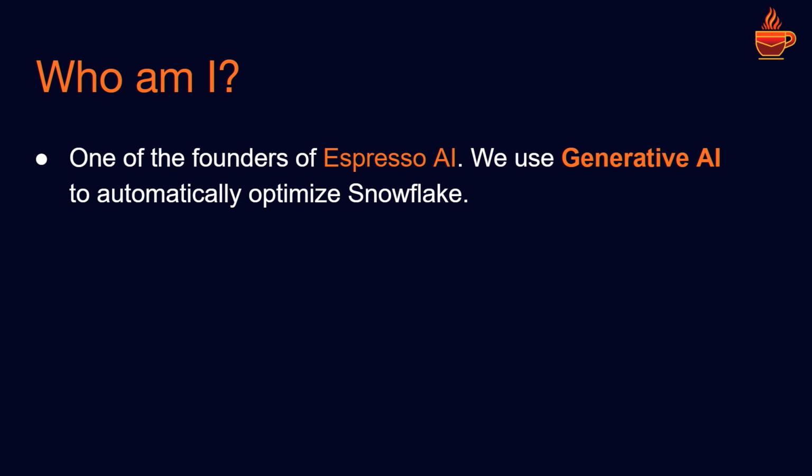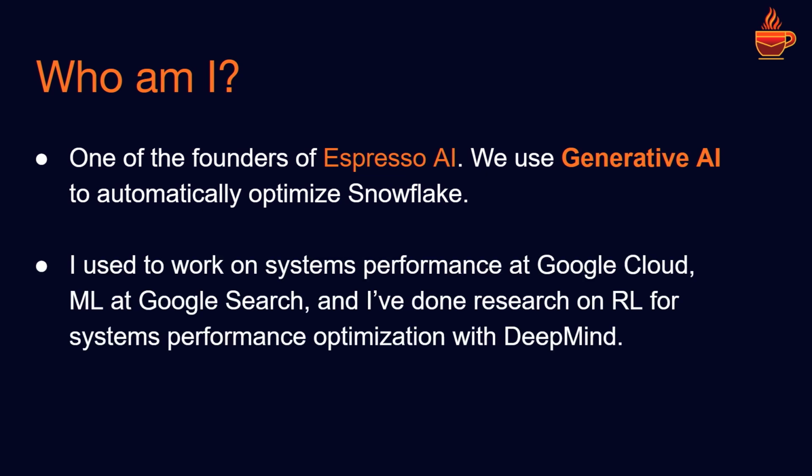Okay, who am I? Why am I here? I am one of the founders of a company called Espresso AI. We use generative AI to automatically optimize Snowflake. Before I started Espresso, I used to work on systems performance at Google Cloud. Also worked on machine learning and natural language processing at Google Search. And I've done some research on reinforcement learning for systems optimization with DeepMind.